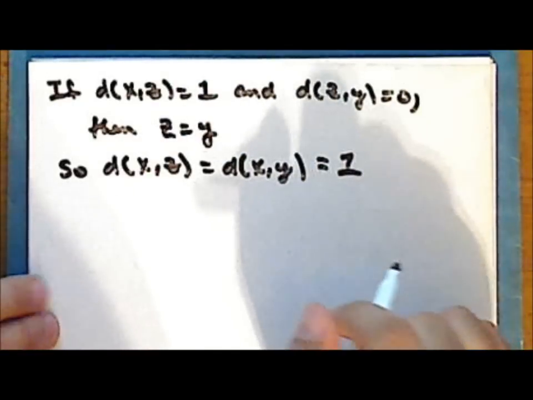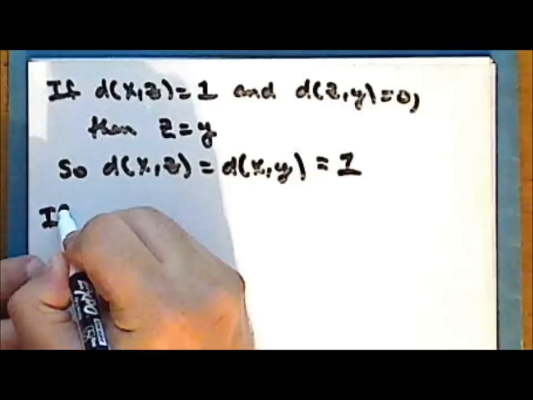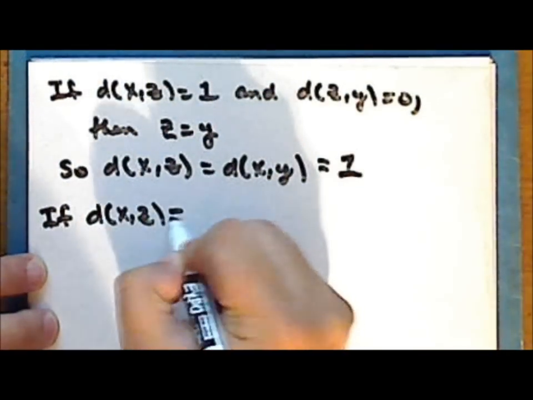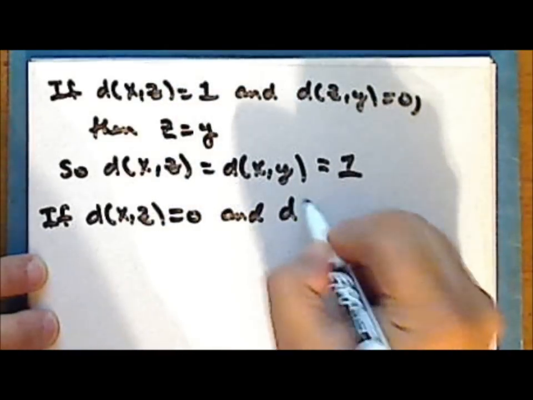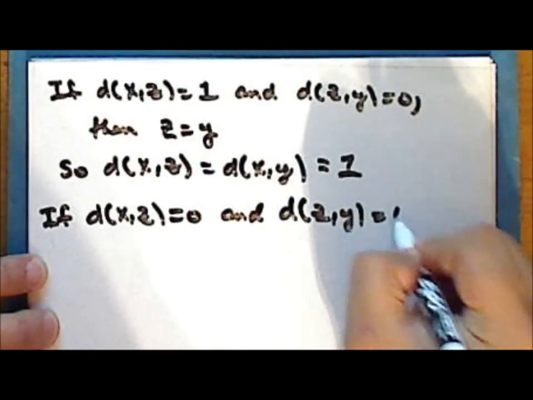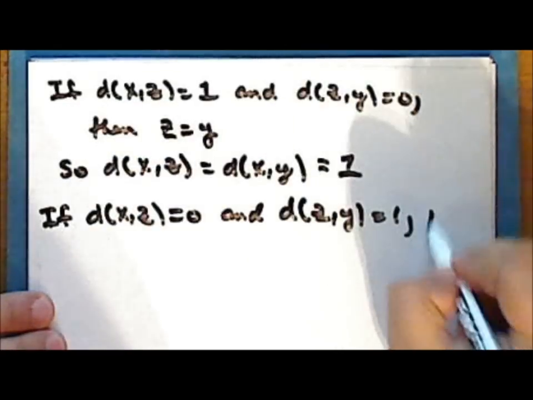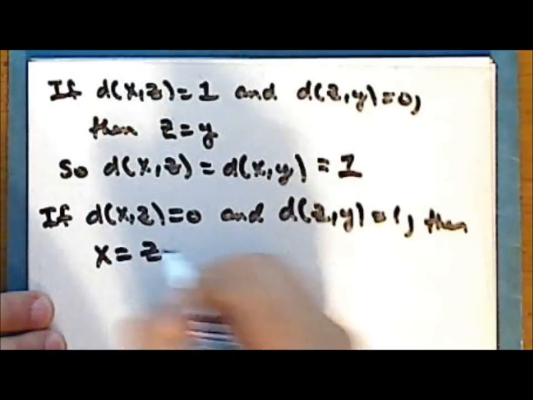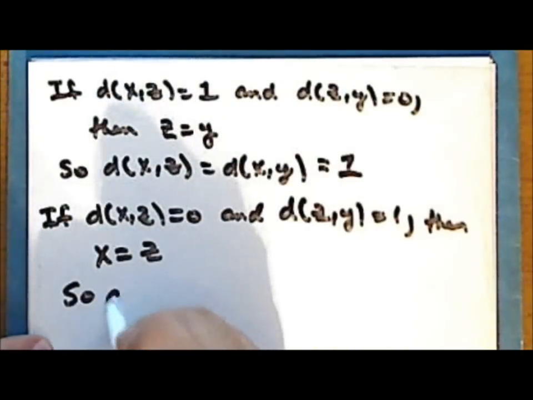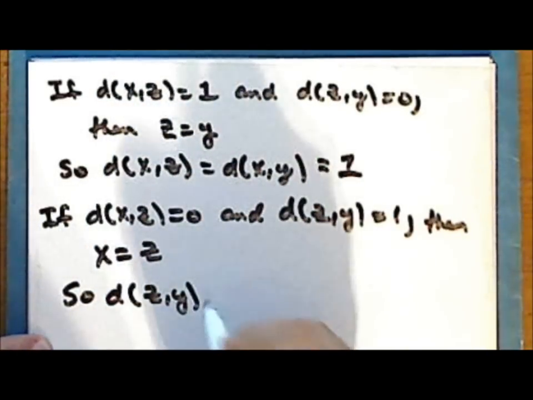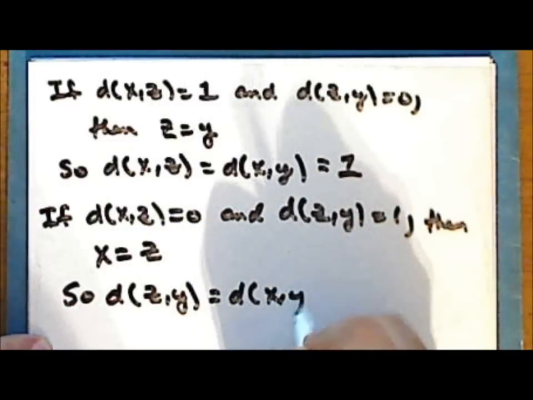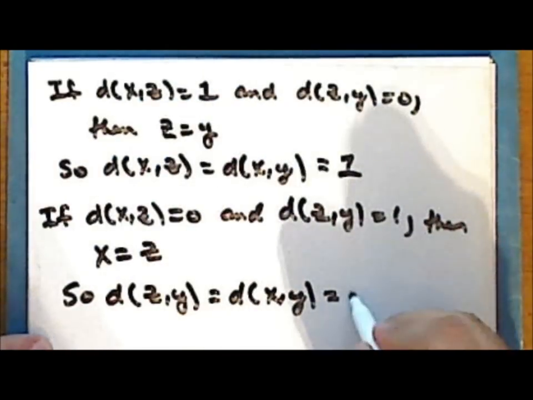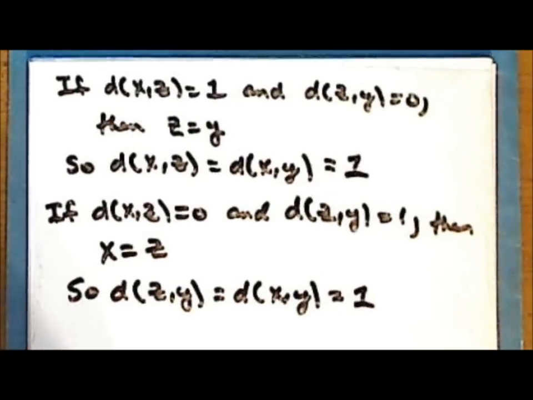And certainly 1 is equal to itself. So the third case, rather, if the distance from x to z is 0 and the distance from z to y is 1, then because the distance from x to z is 0, we have that x equals z, and so the distance from z to y is the same as the distance from x to y, since x is equal to z, and we know this to be 1. And 1 is equal to itself.